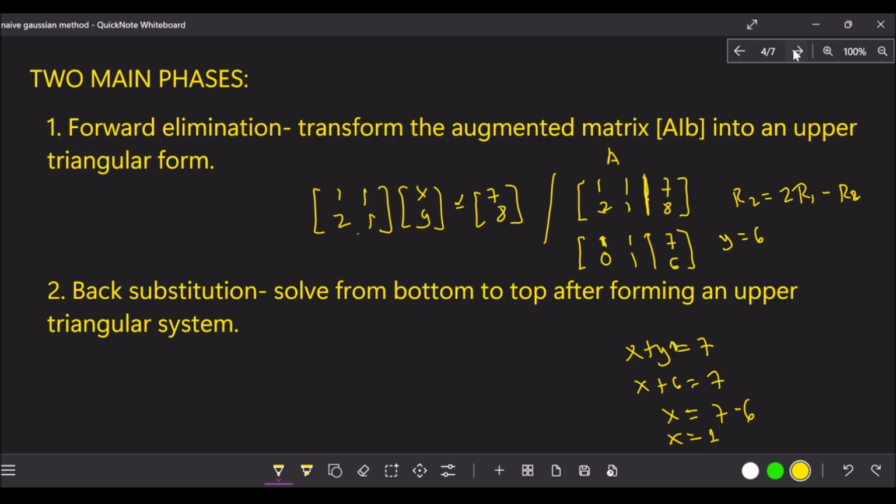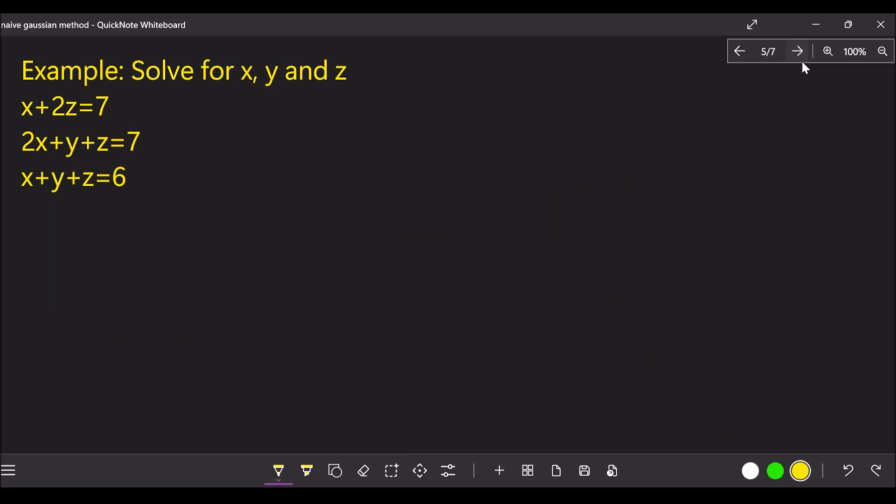To understand this further, I believe these two equations are very easy to understand. They could be solved using substitution or elimination, the very basic ways of solving linear equations. So we will have some examples. We have this one here. Solve for x, y, and z for these three equations. We have x plus y equals 7, 2x plus y plus z equals 7, and x plus y plus z equals 6.